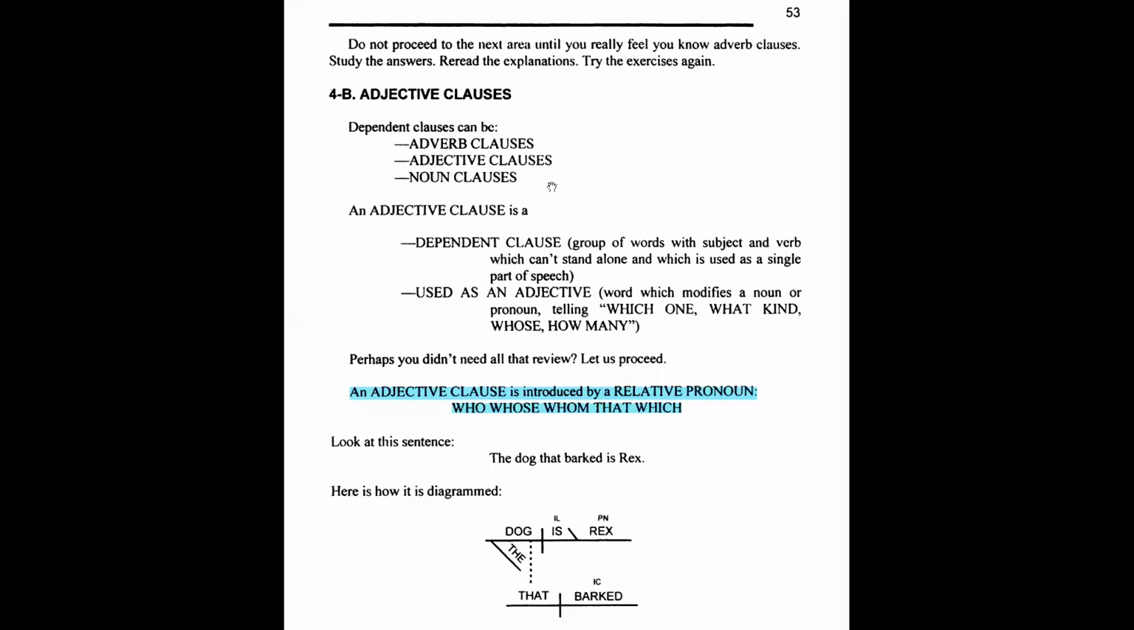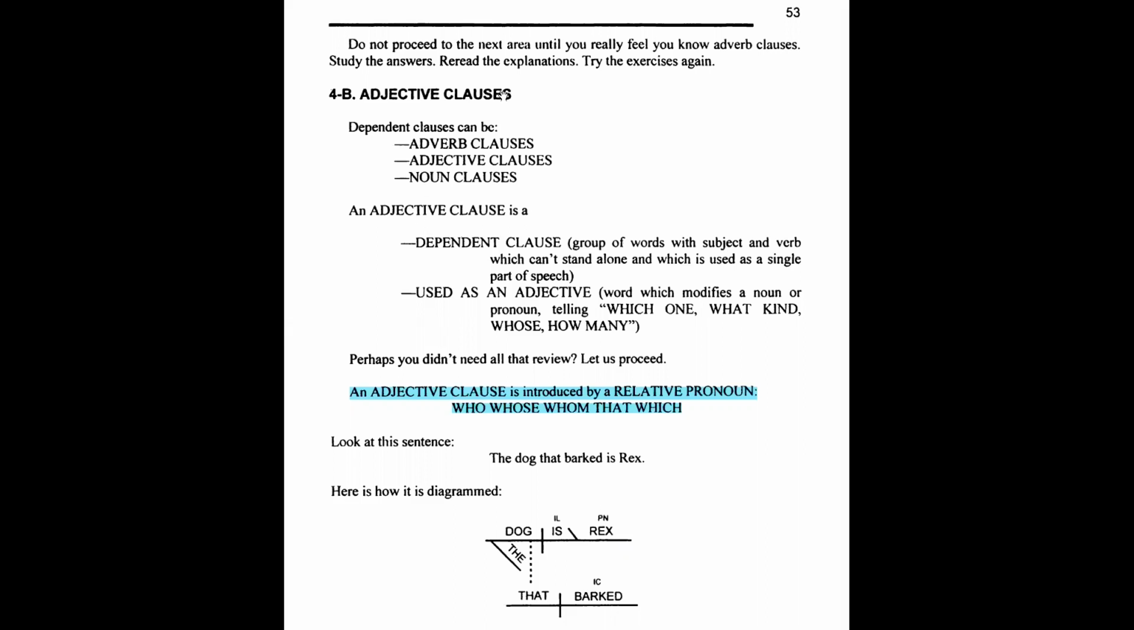So now we're going to go over adjective clauses. And just as a review, we have two main groups of clauses: independent clauses and dependent clauses. Of the types of dependent clauses, there are three: adverb clauses, adjective clauses, and noun clauses. We covered adverb clauses previously. Now we're doing adjective clauses.